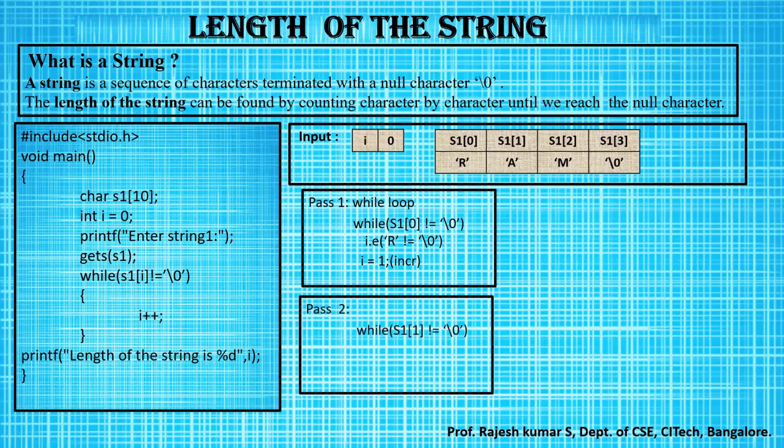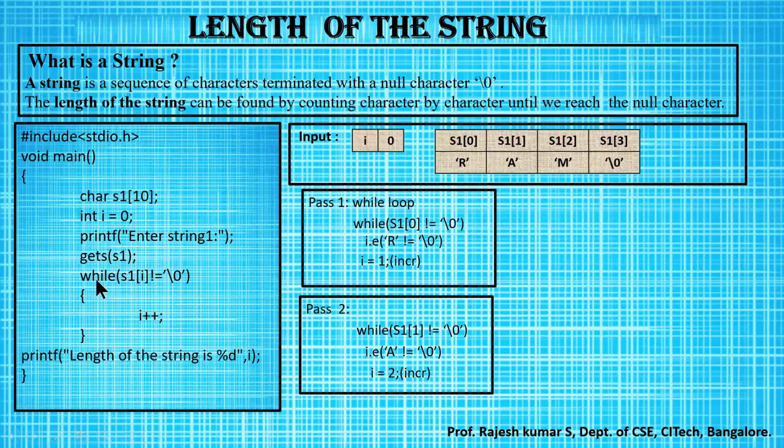So in the second pass, I will check with S1 of 1 not equal to null. What is S1 of 1? At the location of S1 of 1, A is stored. Is A not equal to null? Yes, A is not equal to null. In that case, what happens? If the condition is true, I will increment the I value. Now the I value will become 2.